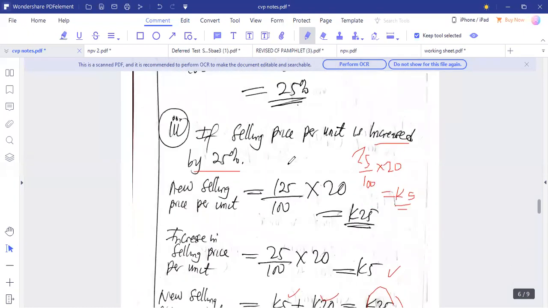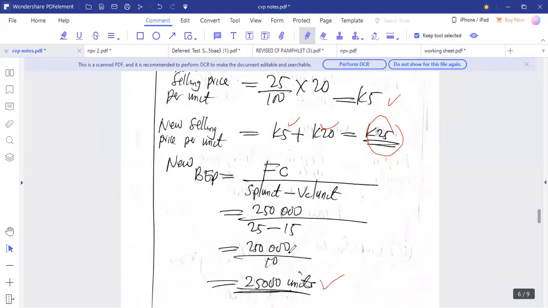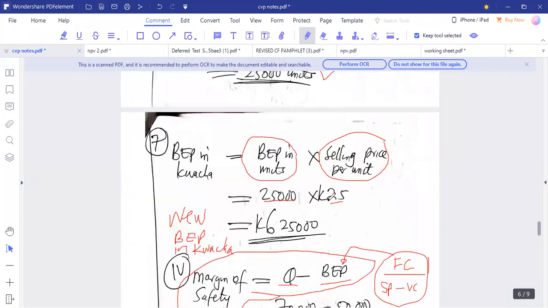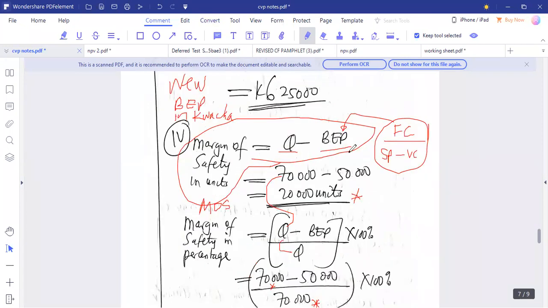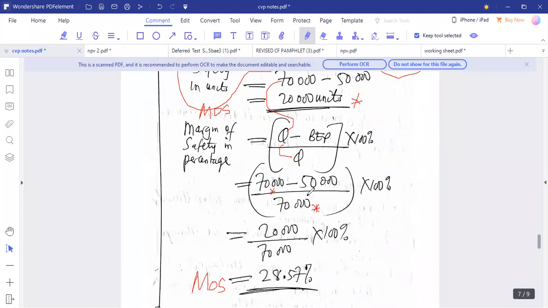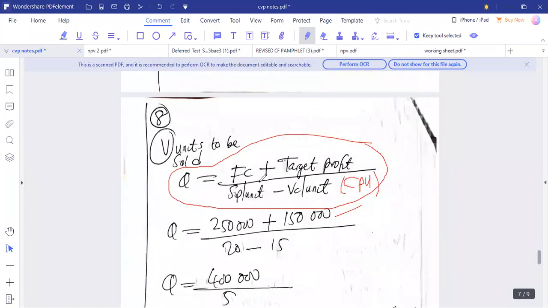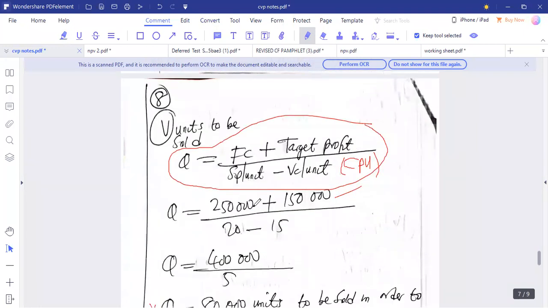Then if one parameter changes, the BEP also changes, so what we found has been affected. It's different here when the selling price increased. The break-even point in kwacha is just the break-even point in units times the selling price per unit. Finding the margin of safety is a standard way. Then we get down to units to be sold to achieve a profit. This is just what you need to know as we look at this topic, which is CVP. Is it clear so far?